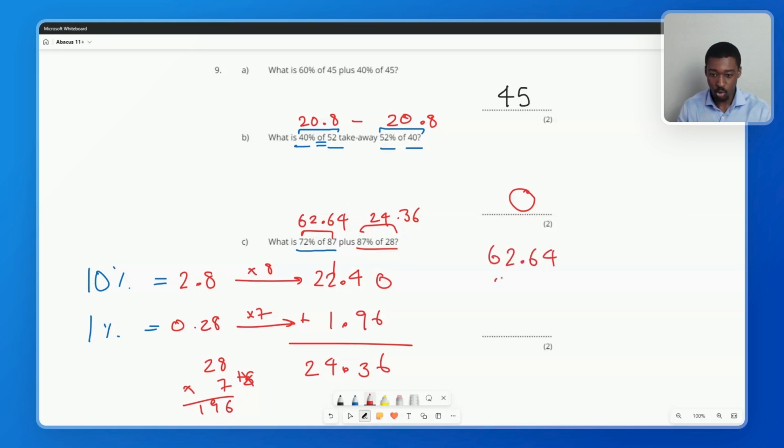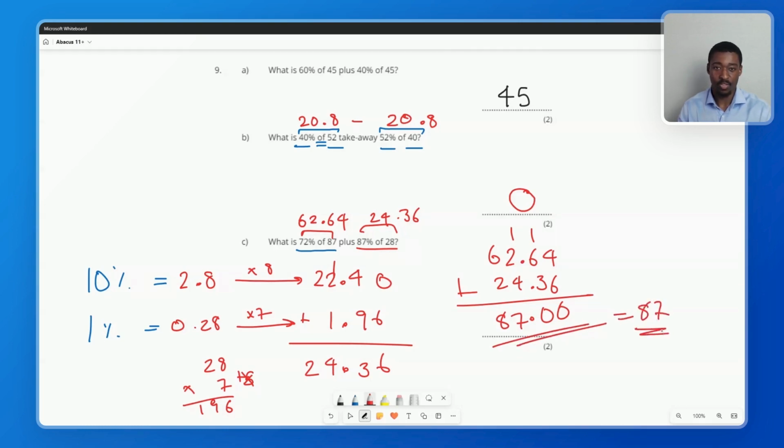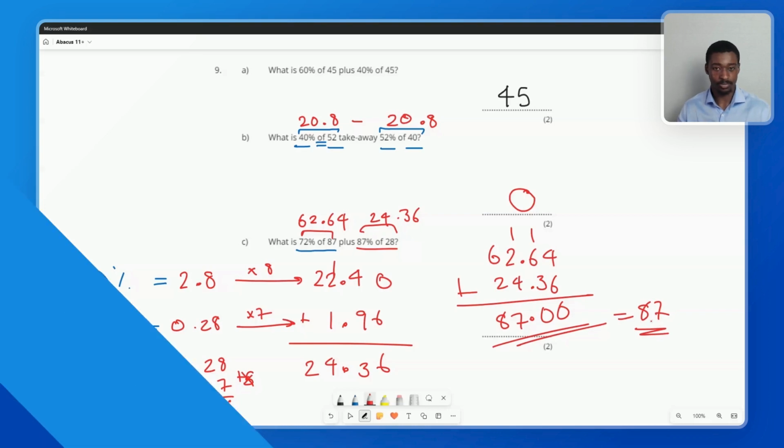So now we have 62.64 plus 24.36. Add these together. You have 0 and 1. We have, again, 10, carry the 1. 3, we have 7. And then we have 8. 87.00, or just 87. That is our answer.